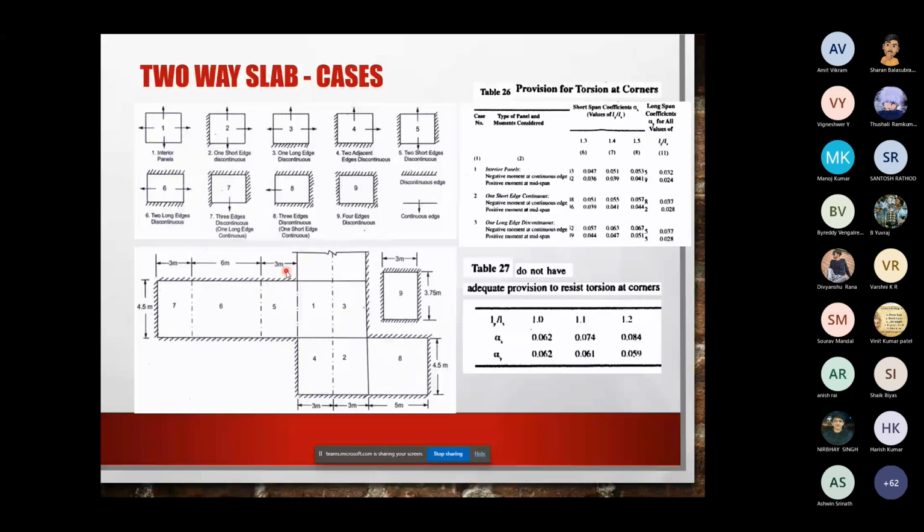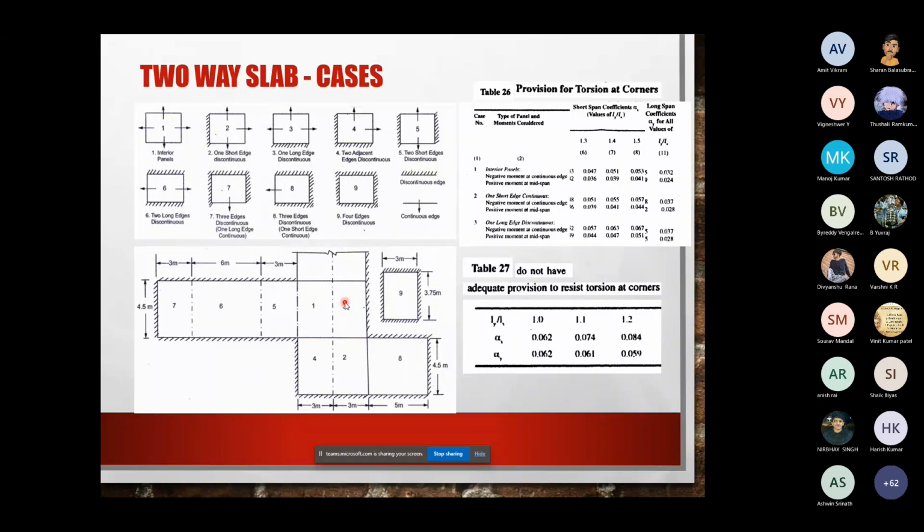Similarly, if we come to number 5, what case does this come under? By the way, these dotted lines are the intermediate beam supports. The two long edges continuous, or the two short edges discontinuous. Okay, very good. And how about number 1? It's an interior panel.